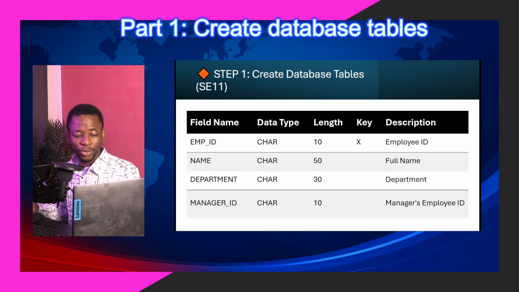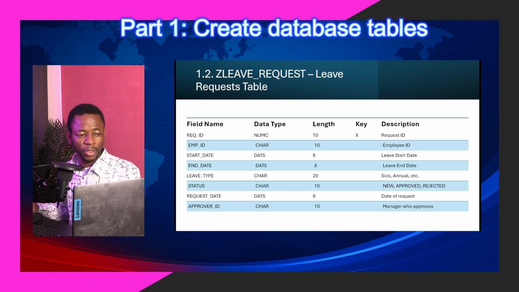And then we create the second table, the leave request table. This table is going to store all the leave requests, including the start date, when the leave will begin, the end date, and the type of the leave. Is it an annual leave? Is it a sick leave? Is it an emergency leave? And then we'll also look at the status, approved and pending, and then of course the approver ID.